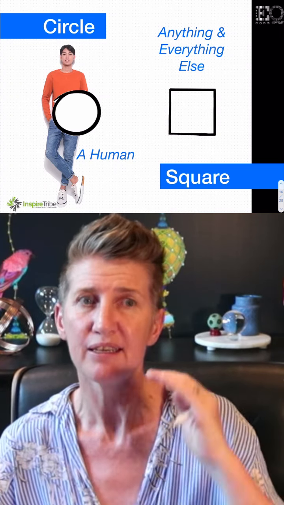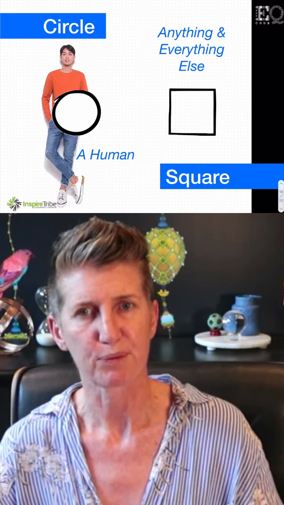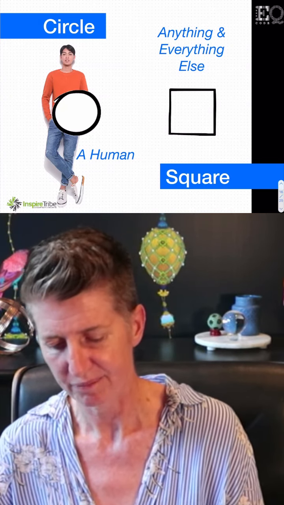So when it comes to business, a square will be the product or service that needs to be delivered, all the tasks that need to be done under there, and all the problems, etc. that will crop up as well. They can all be represented by squares.